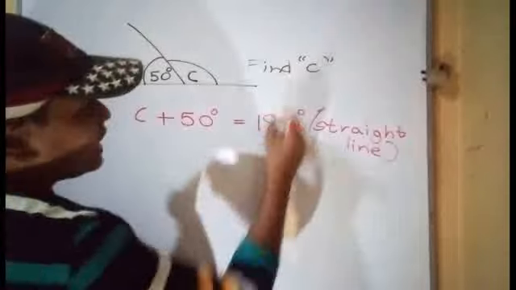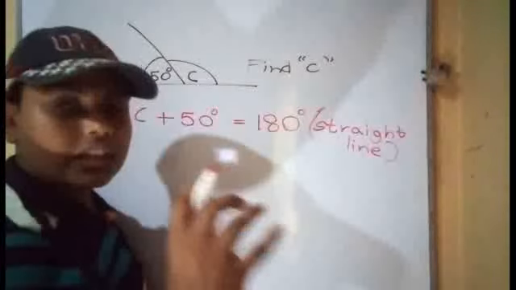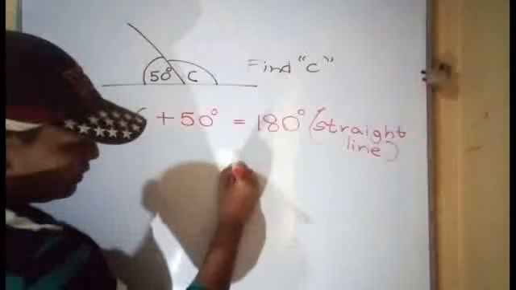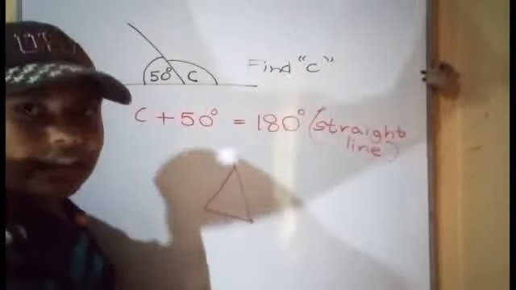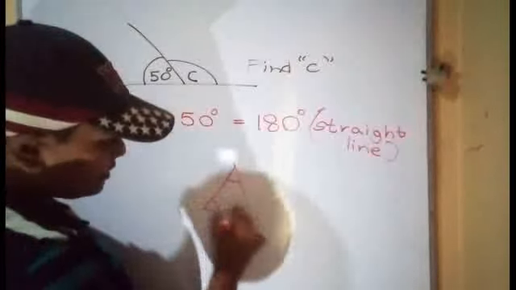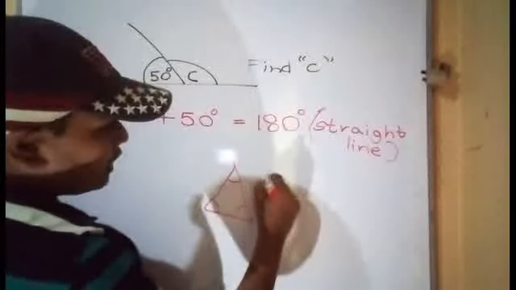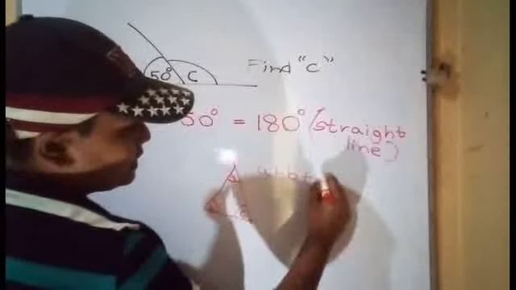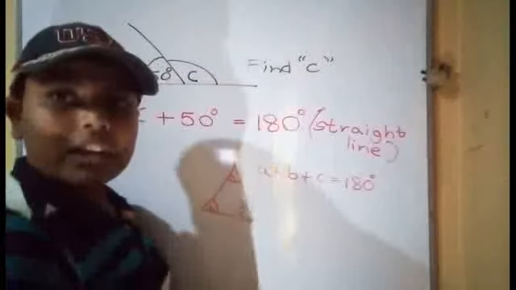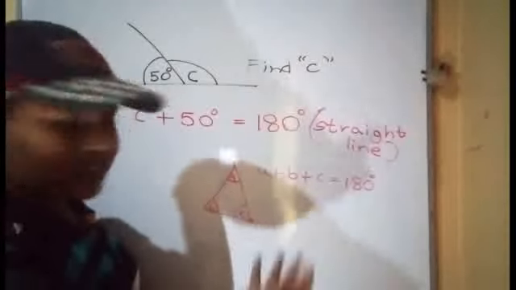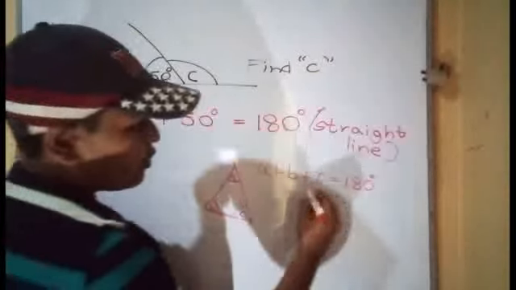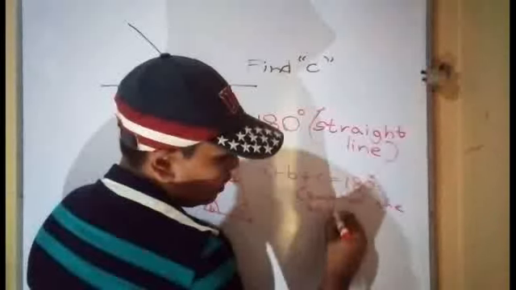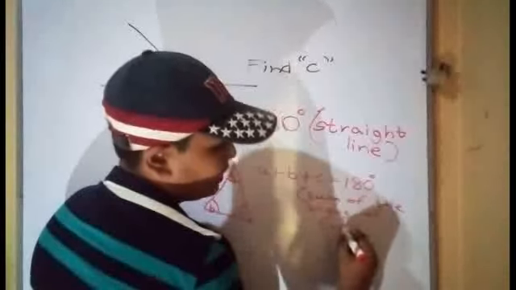If 180 comes with the triangle, you write the sum of the angles of the triangle. You know a triangle is 180 degrees: 60, 60, 60, 180. Now you write A, B, C: A plus B plus C equals 180. Now, any other can answer the 180? No reason. You want to write the sum of the angles of a triangle as the reason there.